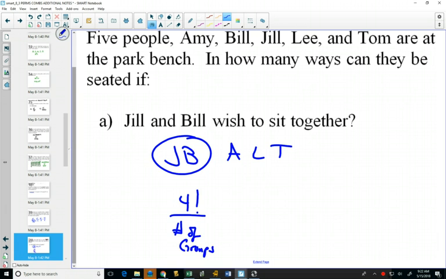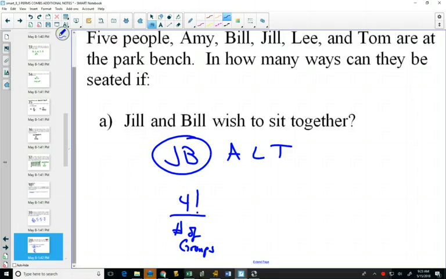Sometimes people think of this as, instead of 4 groups, think of it as 4 people. Jill and Bill are just now glued together. They're like one person. You never see them apart. And then, if you're arranging 4 people, it would be 4 factorial ways of doing that.